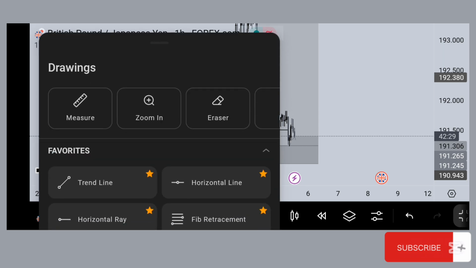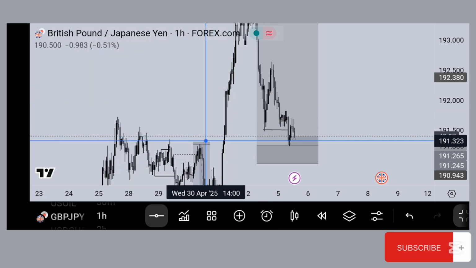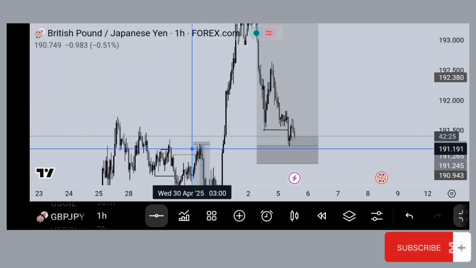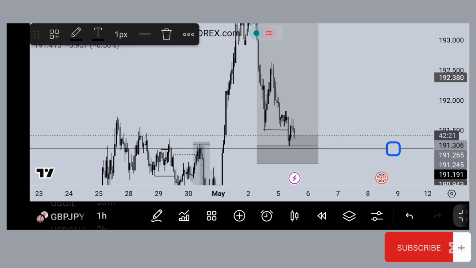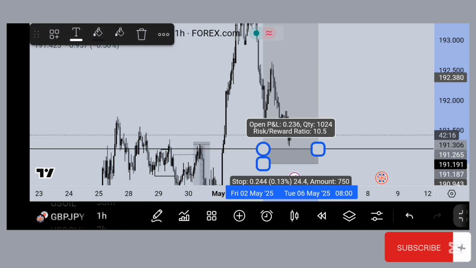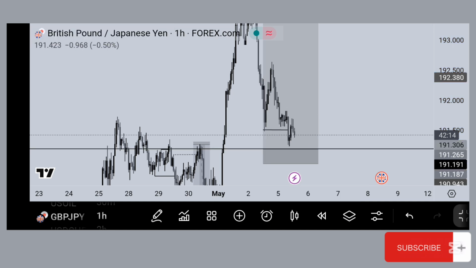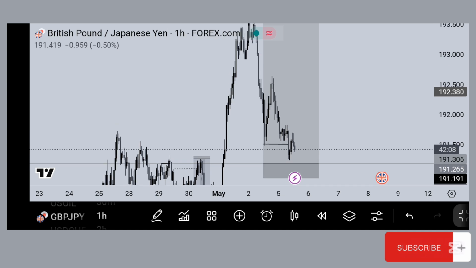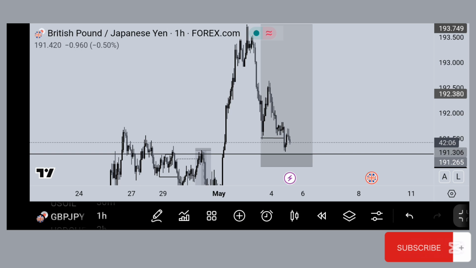The reason is that I'm not taking it from the wick, it's from the body here. Let me use a horizontal line so you can see it properly. As you can see, I haven't been tagged in on this trade. Maybe I will miss this trade. Alright guys, this is where my entry is, but the market has started moving up, but it's coming back, so I'll update you guys later.